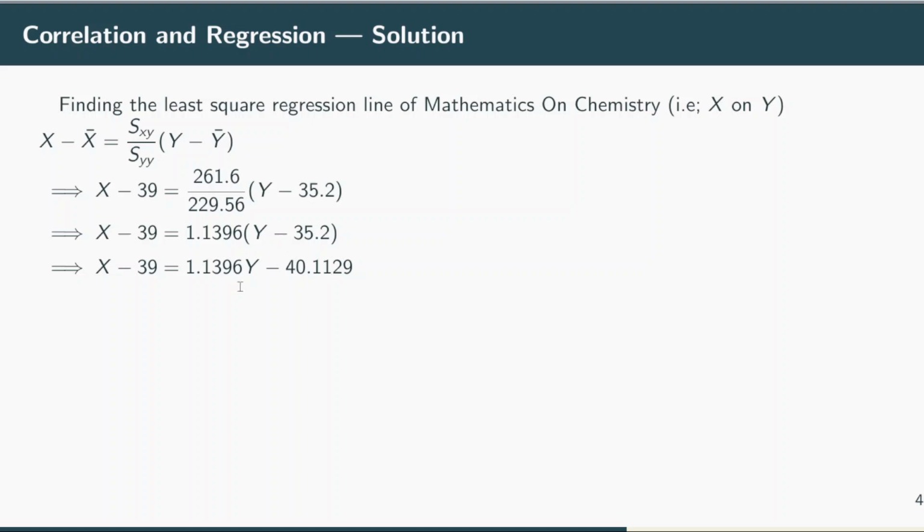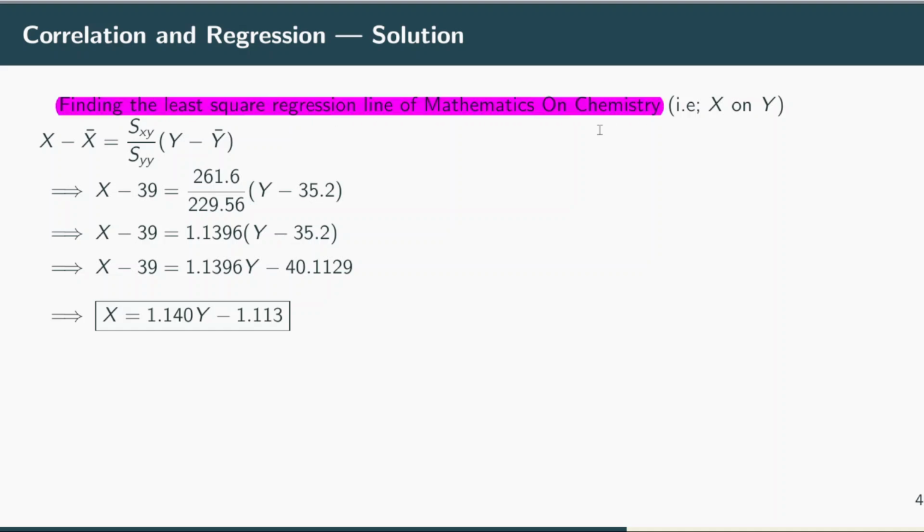40.1129. Then all I'm left to do is to add 39 to both sides, or negative 39 crosses over the equal sign and becomes positive. So I'll have then x to be 1.140y minus 1.113 is the least square regression line for the mathematics on the chemistry marks. So this is the least square regression line.